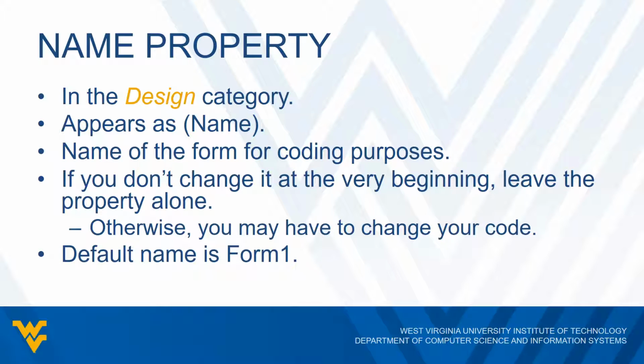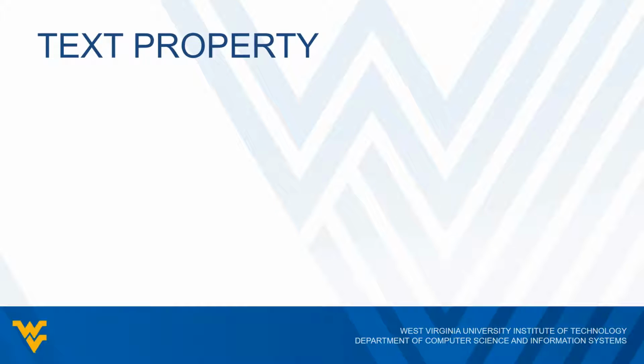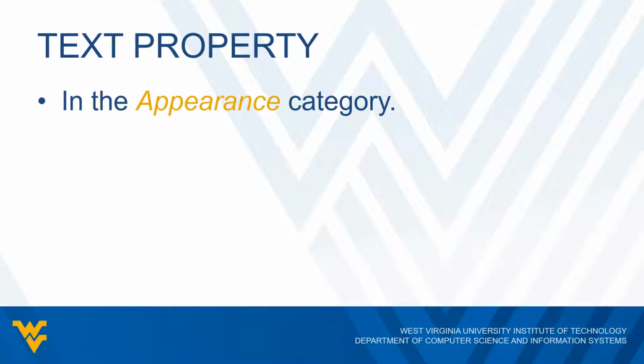By default, the name of the form is form1, and like I said, it's perfectly fine to leave this as the default. If you want to change the name of the form to be something else, you're more than welcome to. But this property is just letting us know that the name is called form1 or whatever we call it, and then we can use that as a reference whenever we're writing portions of our program. The text property appears in the appearance category in our properties window.